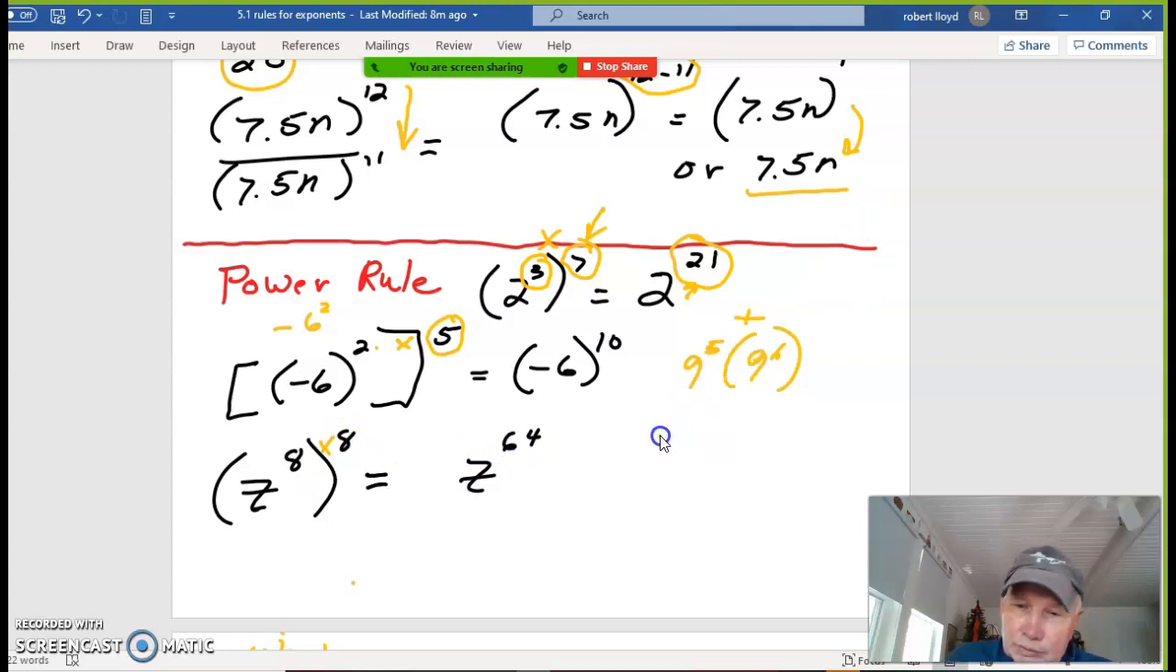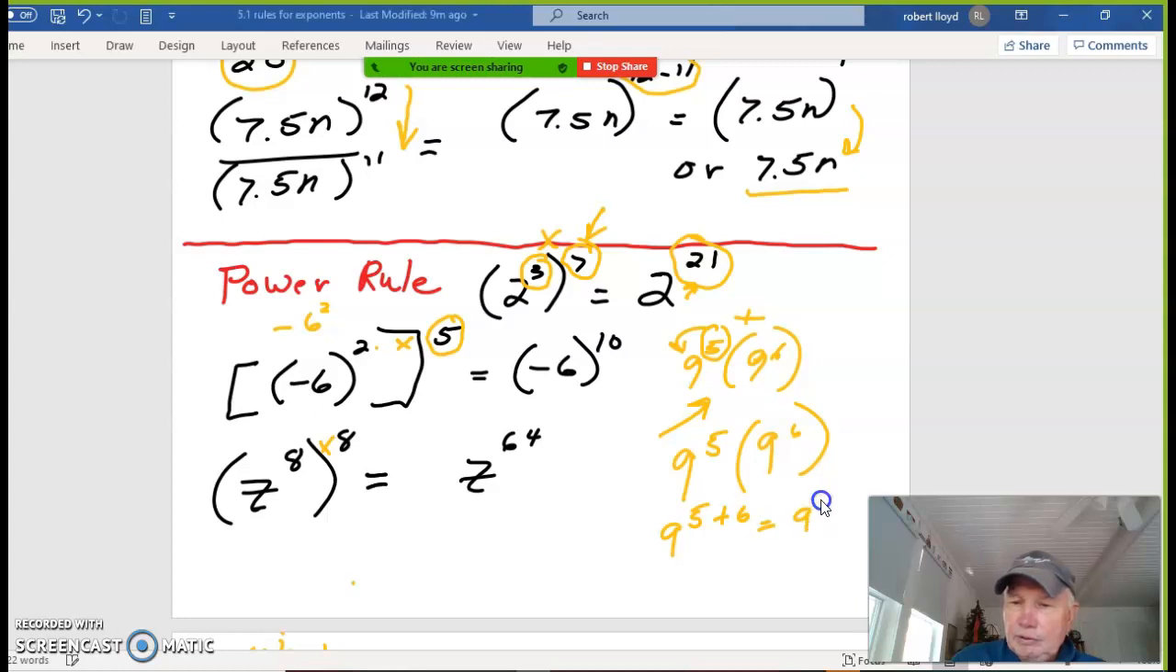Now, a common mistake here is that you have 9 to the 6th, and outside you have an exponent, but it's going with the 9. It's not going with the parentheses. So this is an addition situation. So it's 9 to the 5 plus 6, 9 to the 11th. So the exponent has to be up and to the right for the power rule to be applied.